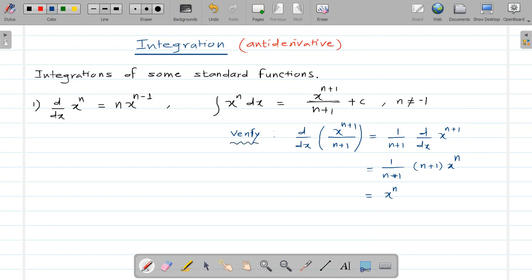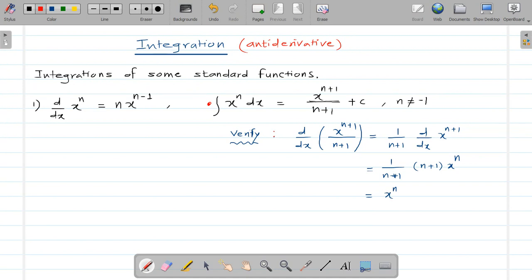So see, how will you verify this? The derivative of x raised to n plus 1 upon n plus 1 is equal to x raised to n. That's why the integration of x raised to n is equal to x raised to n plus 1 upon n plus 1 plus constant, where n is not equal to minus 1. So this is the verification of this standard rule. So now onwards you remember, integration of x raised to n is equal to x raised to n plus 1 upon n plus 1 plus constant.